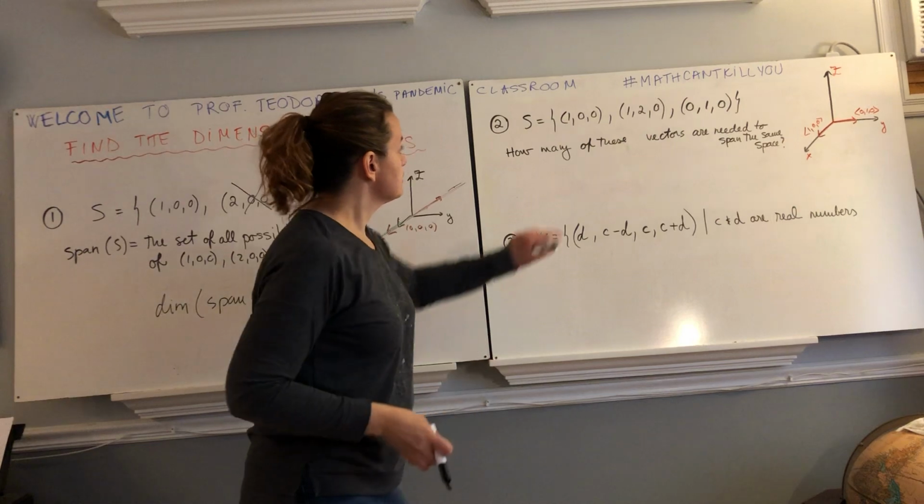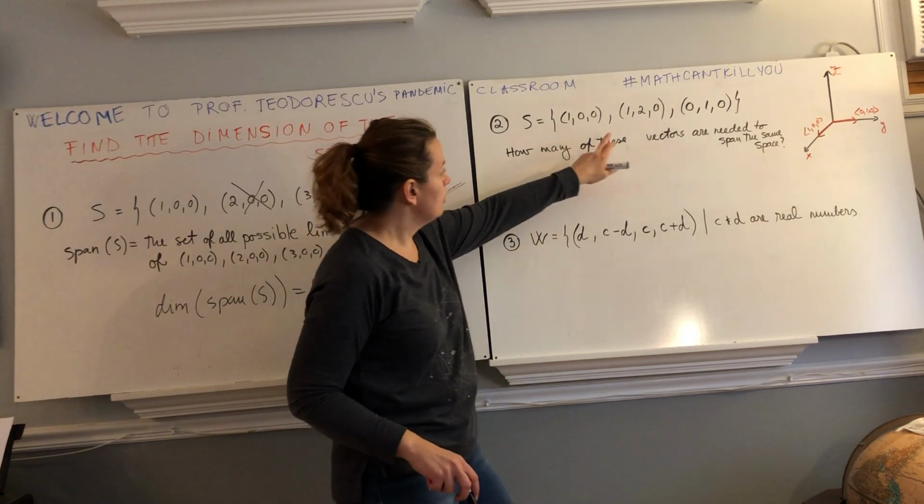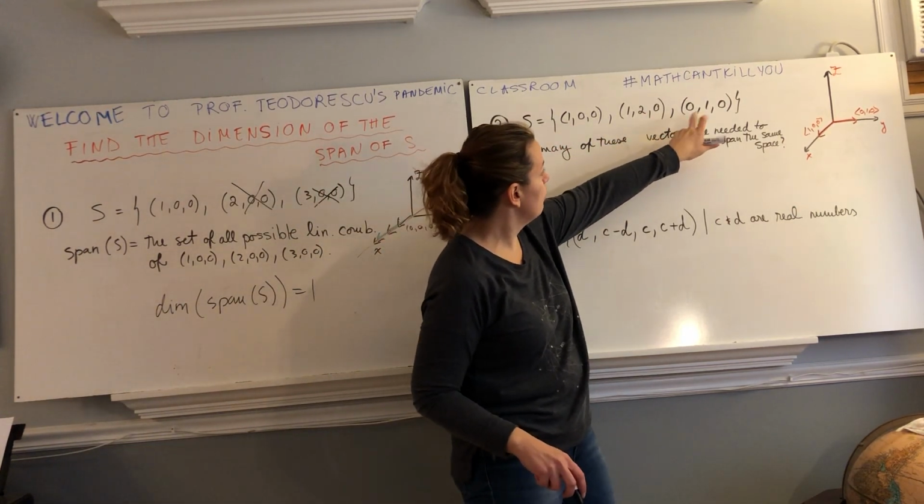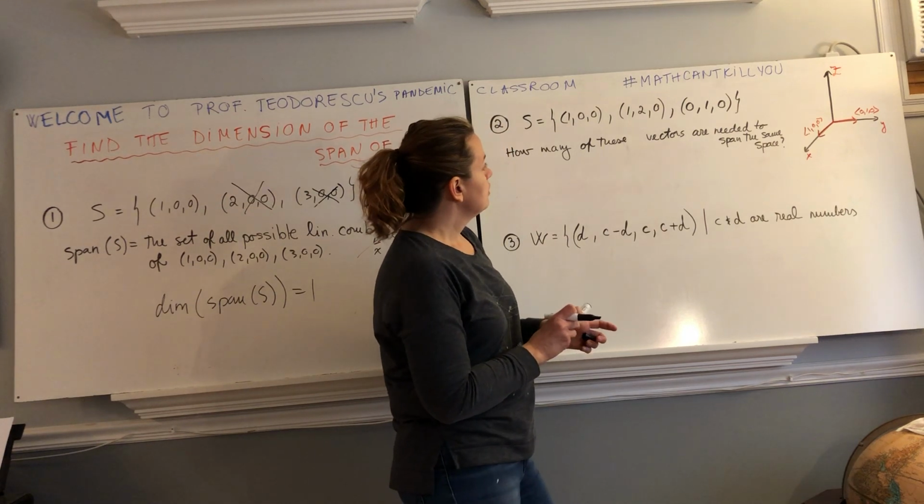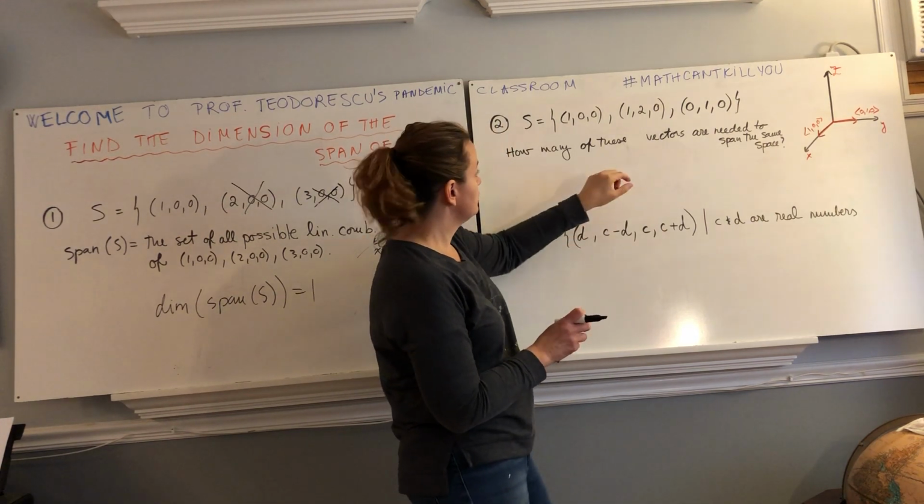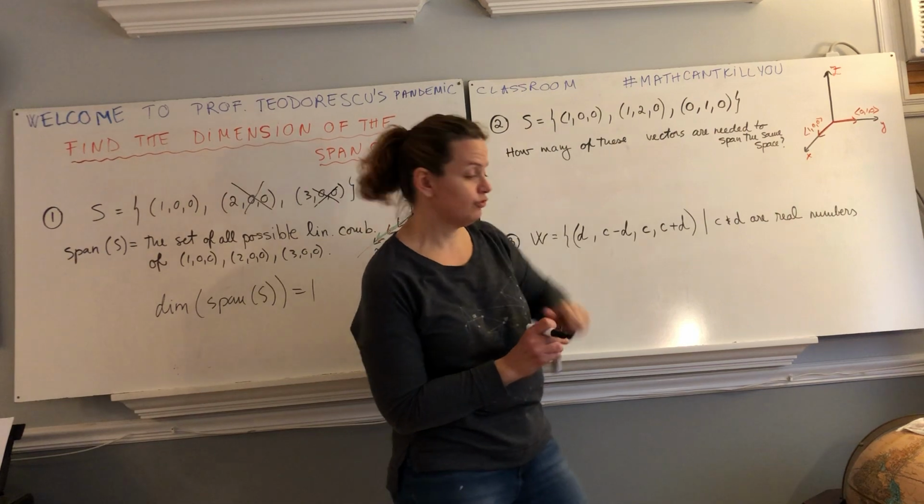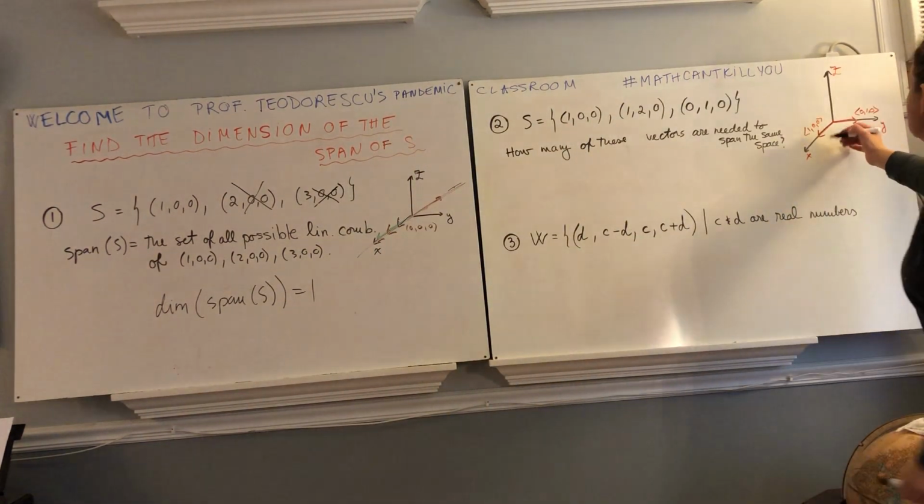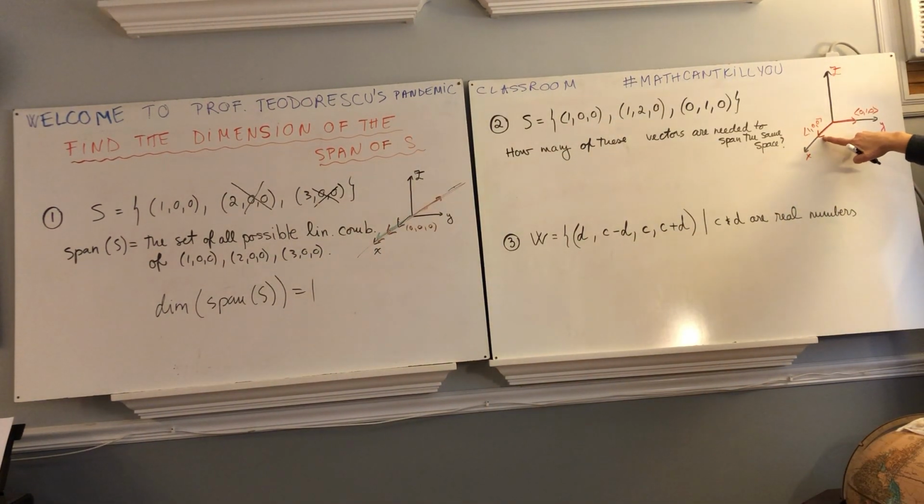Now, if you look at the set 1, 0, 0, 1, 2, 0, 0, 1, 0, just by inspection, you see that one of them is redundant, right? So the vector 1, 0, 0 looks like this. It's 1 on the x-axis and 0 on the other axis. The vector 0, 1, 0 looks like this. So this visual is supposed to help you. You do not need to know how to draw these in general.